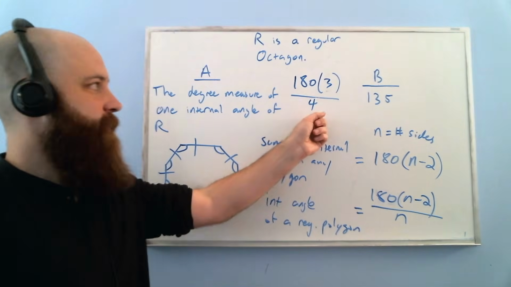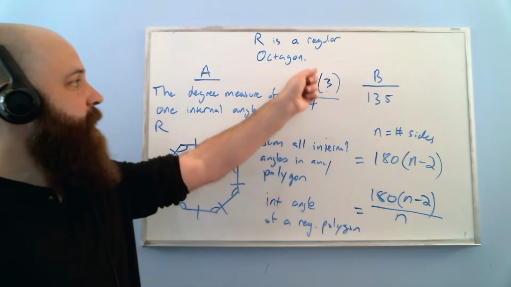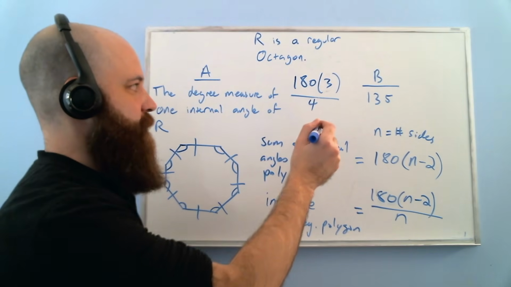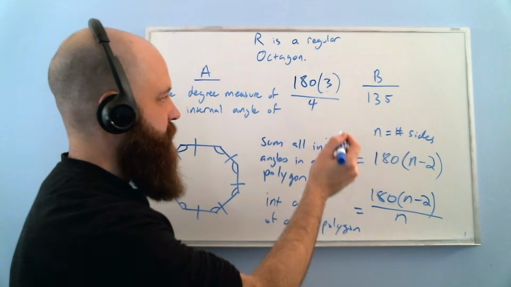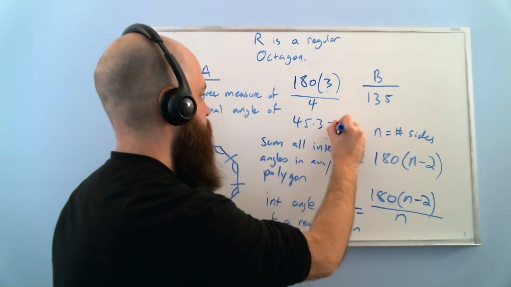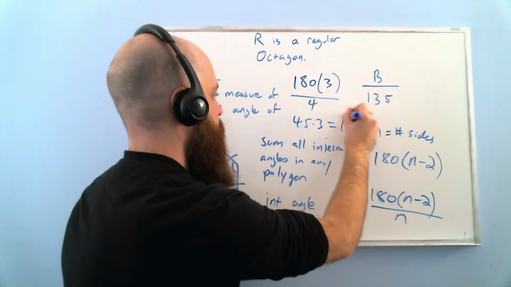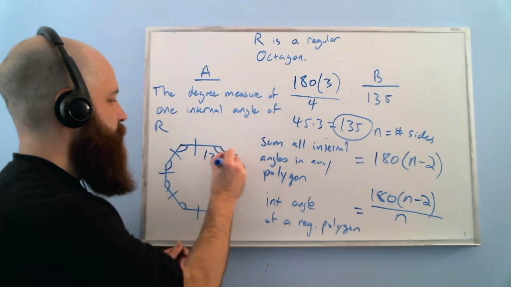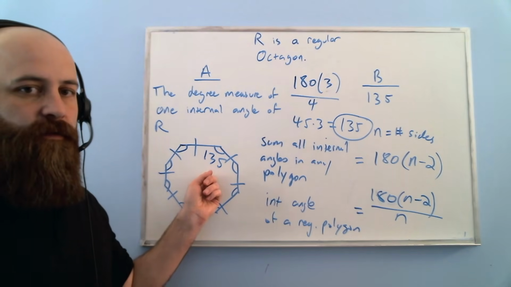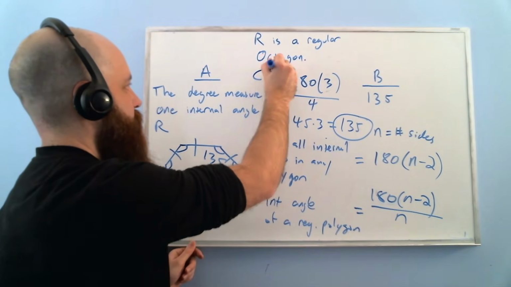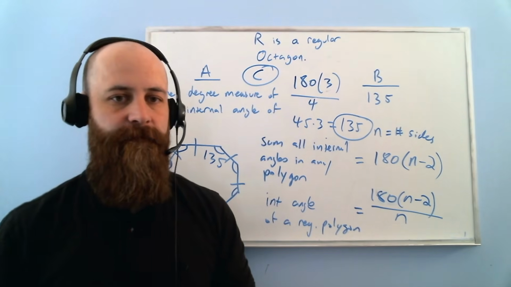Now, I prefer to make numbers smaller than to make them bigger, so I'm going to divide by 4 first, then multiply by 3. So 180 over 4: 180 over 2 is 90, divide by 2 again is 45, so I get 45 times 3, and that gives me 135. So one of these internal angles is equal to 135 degrees, so A and B are equal, and the correct answer to this question is C.